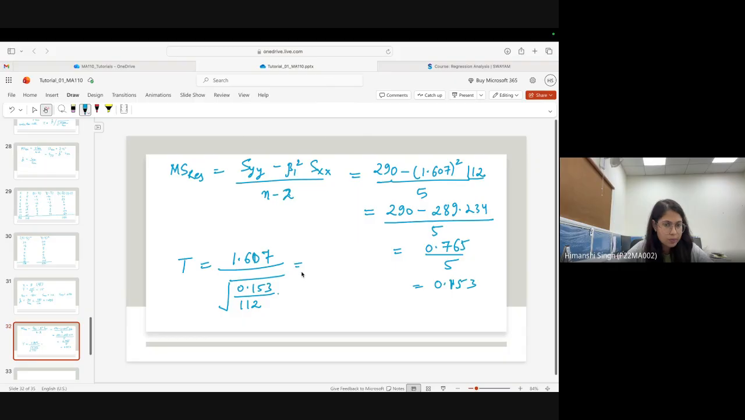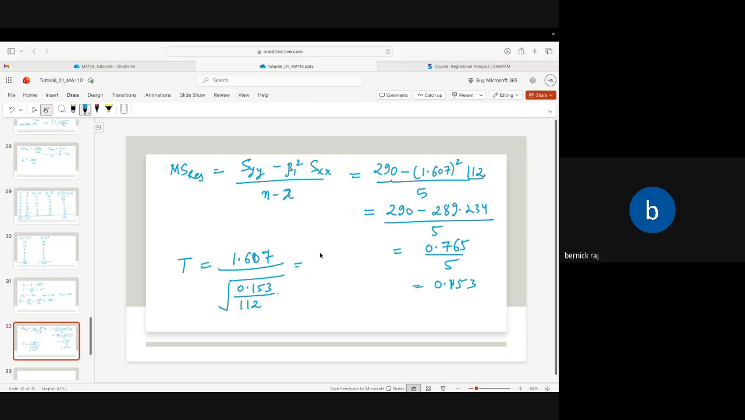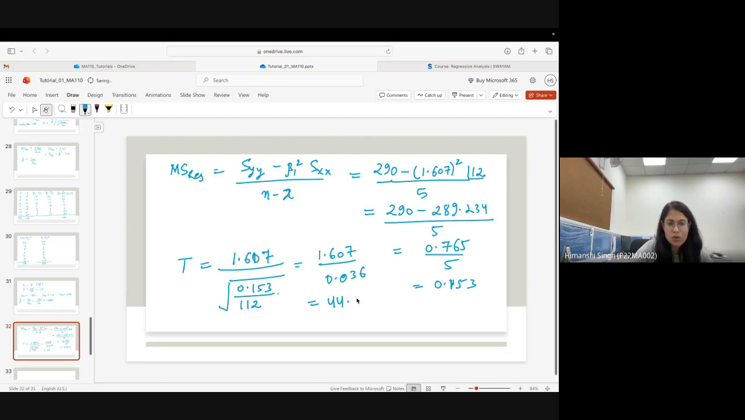Now 0.153 divided by 112 is 0.0013, and square root of 0.0013 is 0.036. Then 1.607 divided by 0.036, what is it? Mine is coming out to be 44.638.